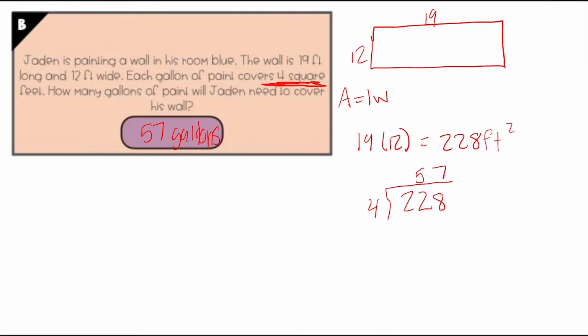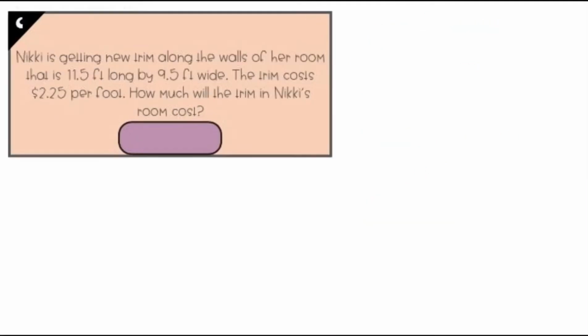Okay, so now for question C. For question C, it says that Nikki is getting new trim along the walls of her room. That is 11.5 feet long by 9.5 feet wide. The trim costs $2.25 per foot. How much will the trim in Nikki's room cost?